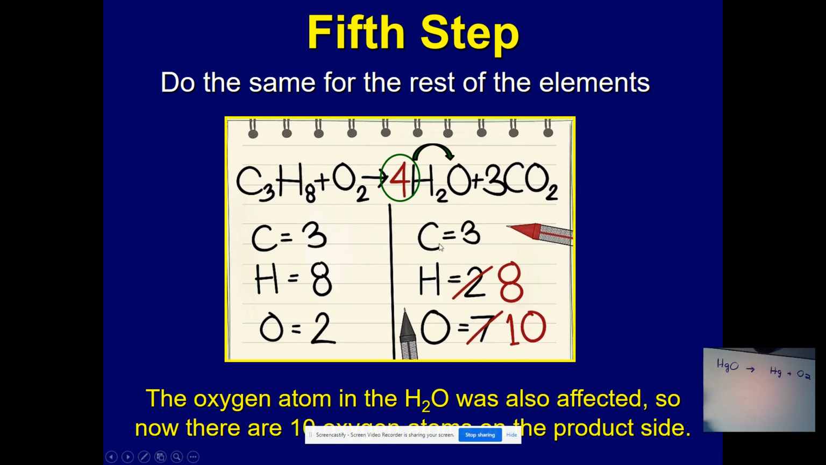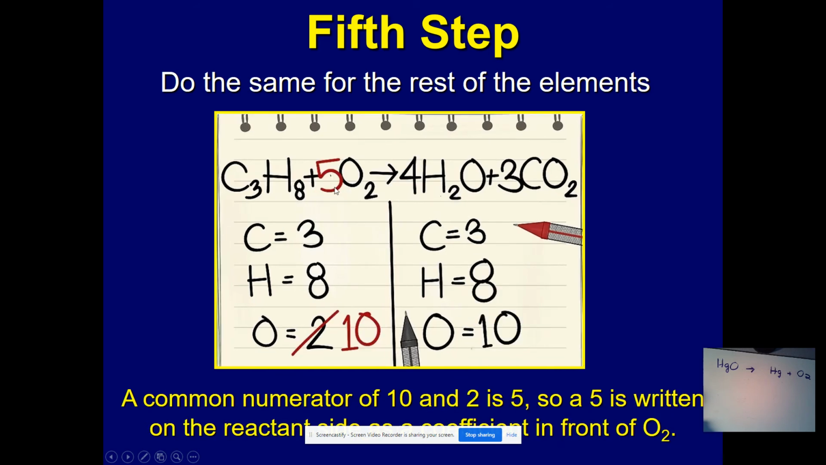So our carbons are balanced, our hydrogens are balanced. We've got to work on this oxygen. So we've got 10 here and 2 here. So obviously 2 goes into 10 5 times. So we can put a coefficient of 5 up in front of that oxygen. So we've got 10 oxygen over here. 5 times 2 is 10. Our carbons are balanced, our hydrogens are balanced, and our oxygens are balanced.